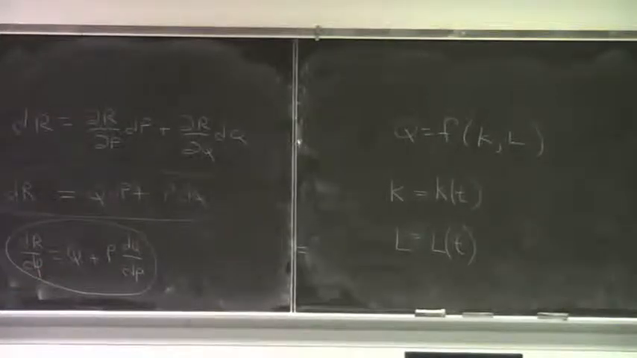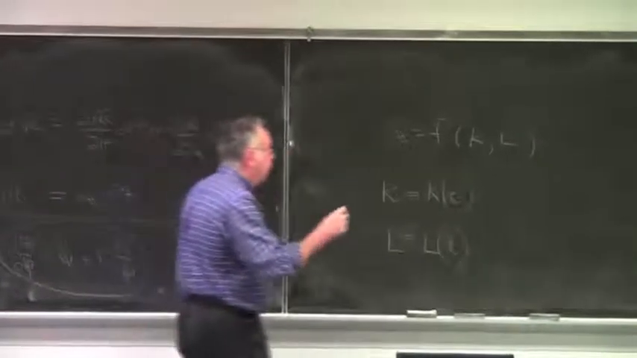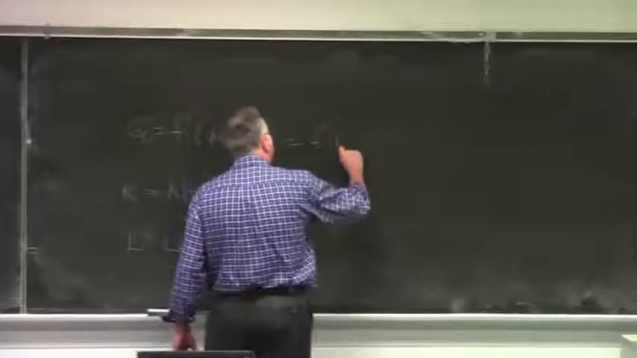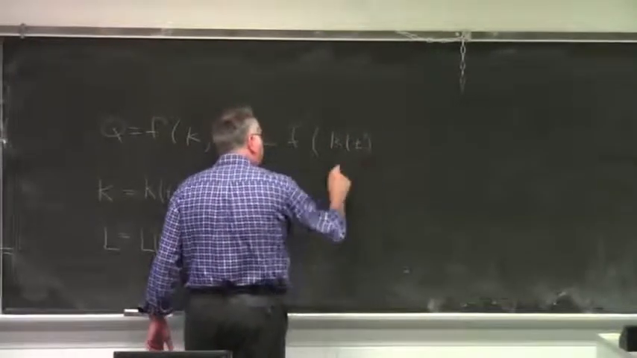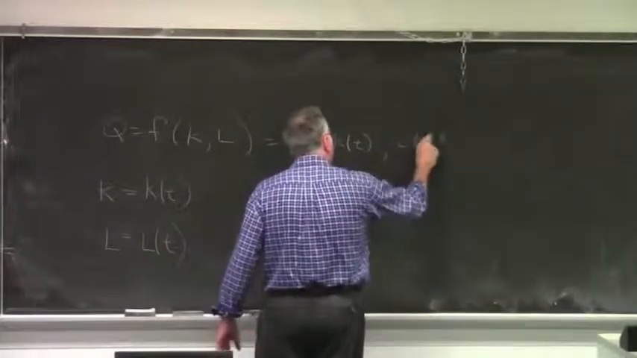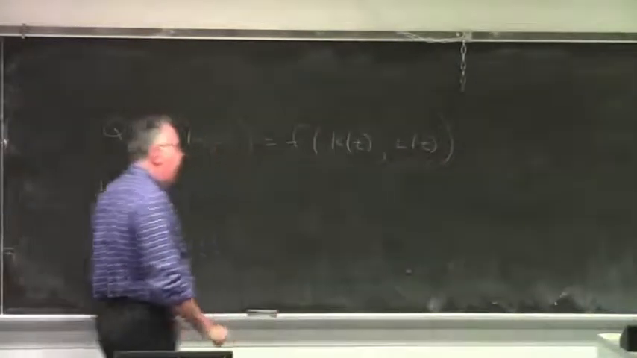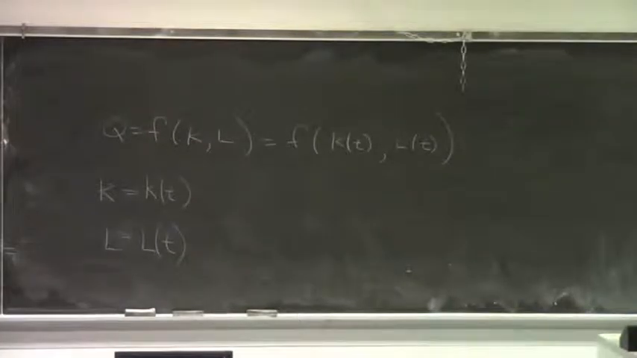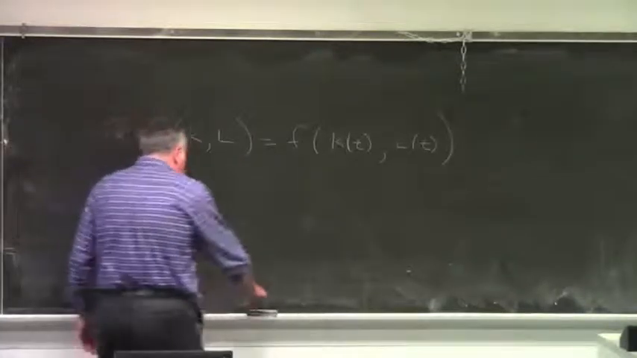Okay, so since K is a function of time and L is a function of time, notice that output can also be expressed as a function of time. If I just substitute in here F of K, but K is a function of time, L is a function of time, so ultimately, output is going to be a function of T. And we can get the total derivative of output with respect to time. It's very easy.